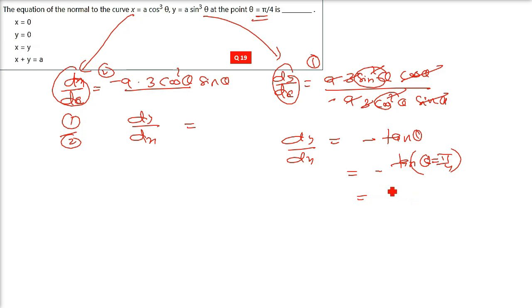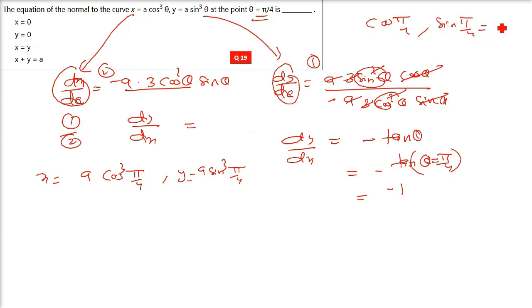How about x and y? Because theta is already given. X is a cos cube theta, so a cos cube pi by 4. Y is a sin cube theta, so a sin cube pi by 4. Cos pi by 4 and sin pi by 4 have the same value, which is 1 by root 2.